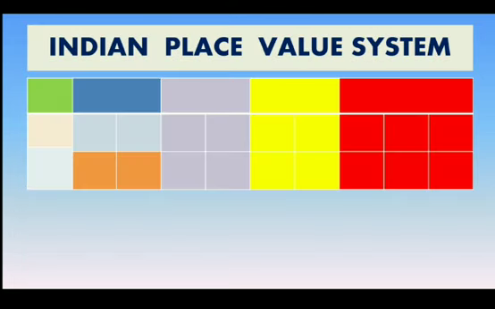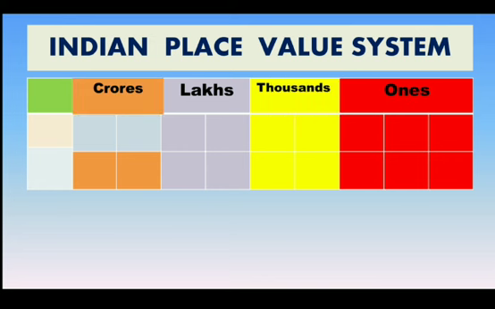Let us understand the Indian place value system. In this chart, digits or places are separated into 4 groups. Starting from the right, the first group is ones. Second group, thousands. Third group, lakhs. And fourth group, crores. Each group is called period, and each period has its own places.